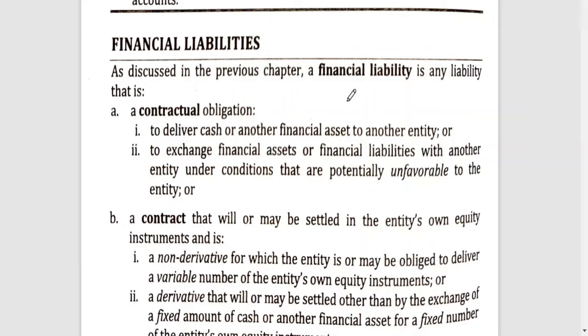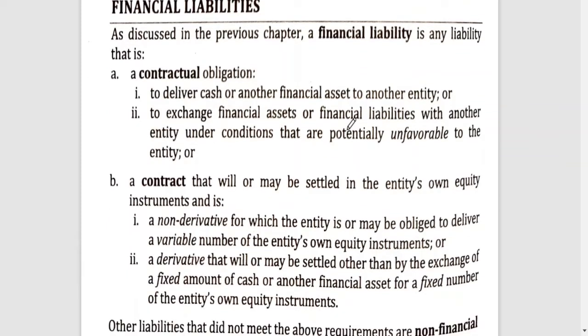So we have the financial liability, which is any liability that has a contractual obligation. So on our part or on our end, we must either deliver cash or another financial asset to another entity, or we can exchange financial assets or financial liabilities with another entity under conditions that are potentially unfavorable to the entity. So the other side would be the one receiving the cash.